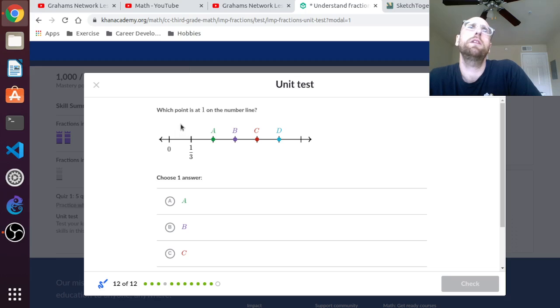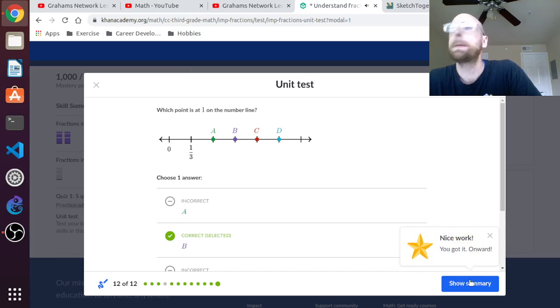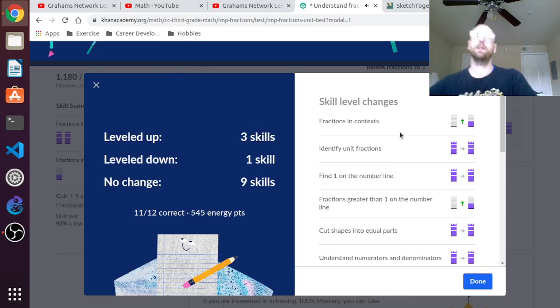At which point is 1 on the number line? Okay, so this is a little bit tricky here. So we've got 1/3. So let's count this. So here's 1/3. So this would be 2/3, and this would be 3/3. 3/3 is 1 whole. So the answer is going to be B. All right, and that's it.